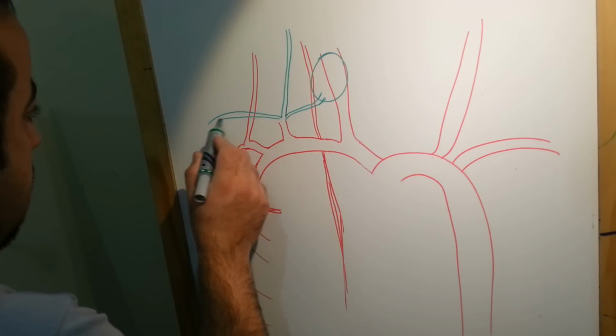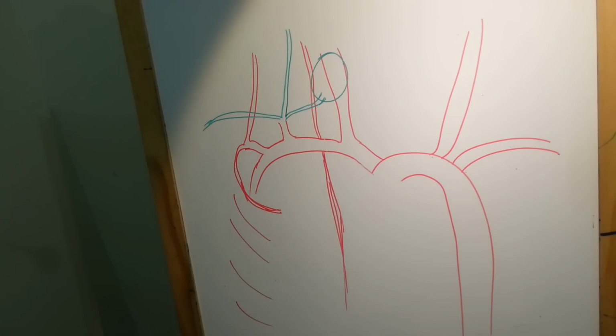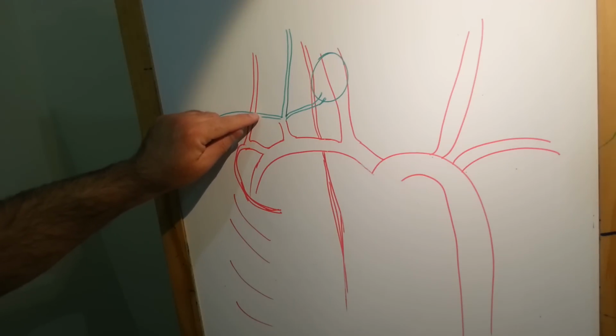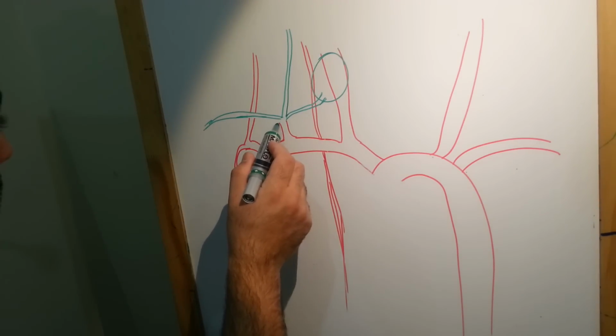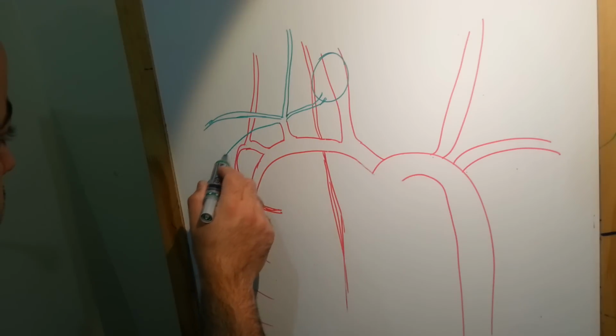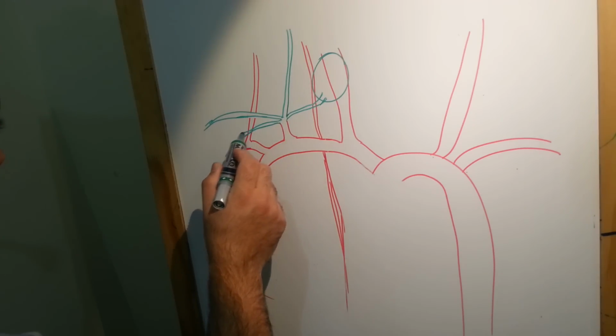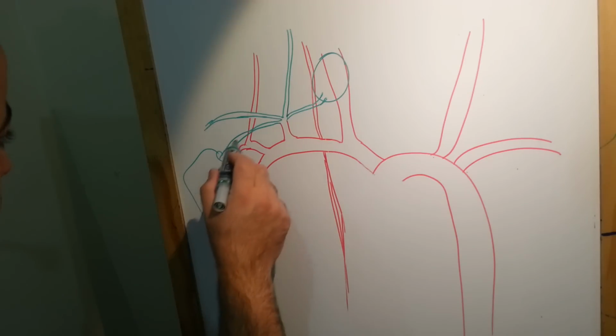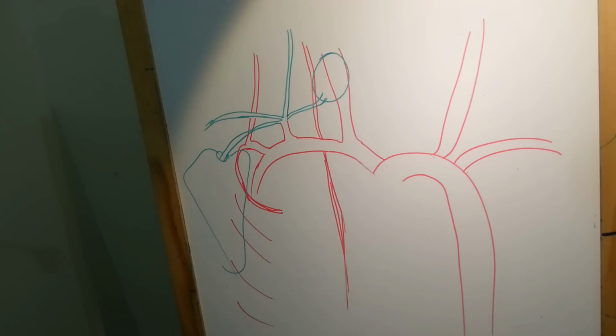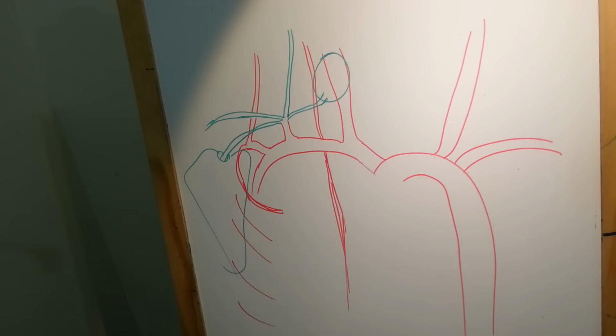And we have one that goes back like this. It's called the transverse cervical, and one also goes back but lower. It is to the scapula. It's called the suprascapular artery. And by this we finish all the branches of the subclavian. So it's not difficult, it's very easy.